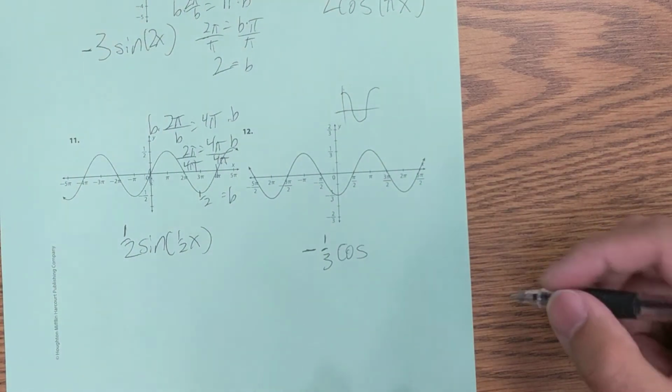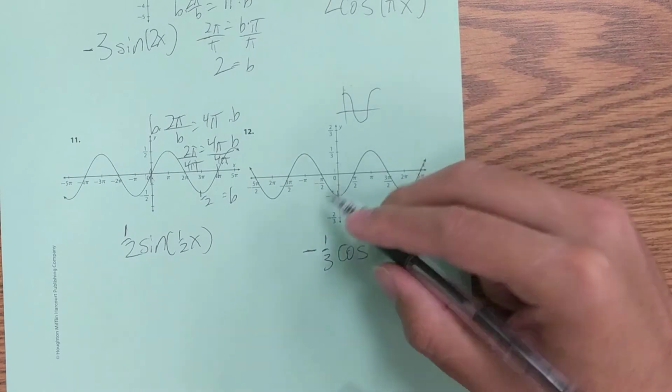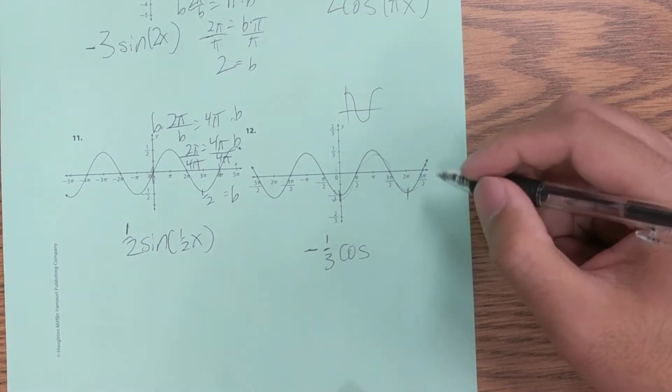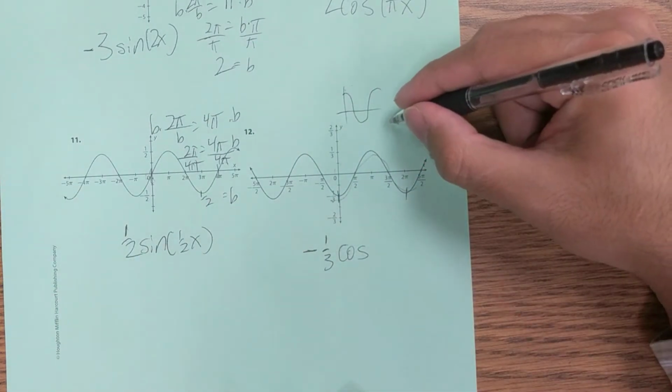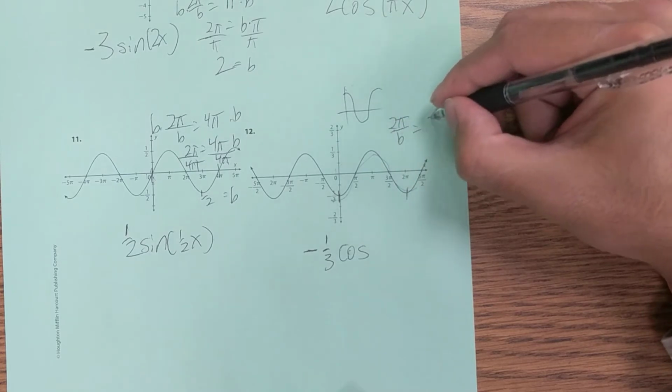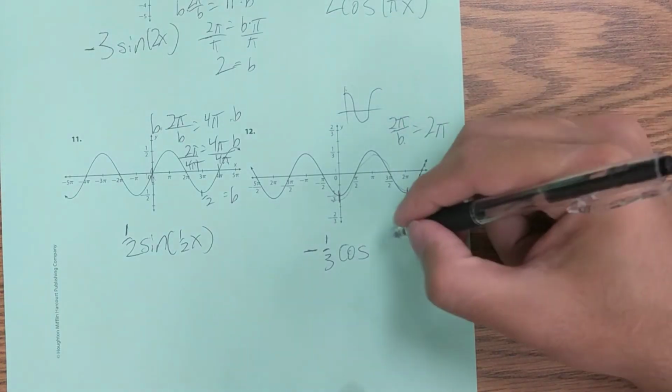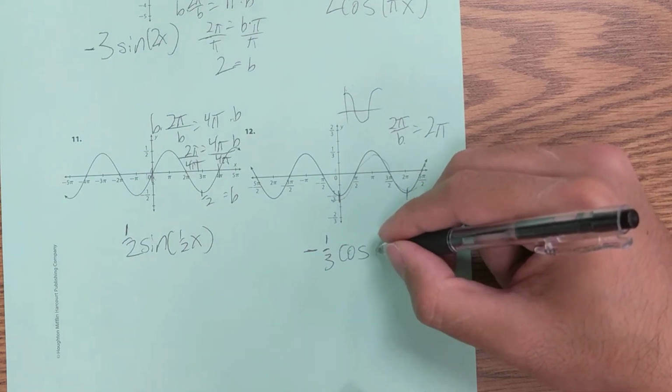Okay, so what's the period? The period is from here to here, one full period is 2 pi units. So then b is simply 1. So cosine of 1x, or just x.